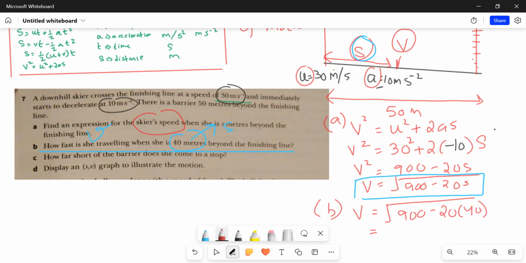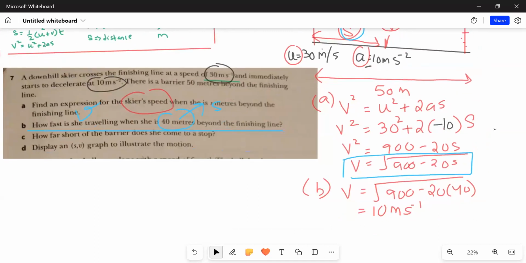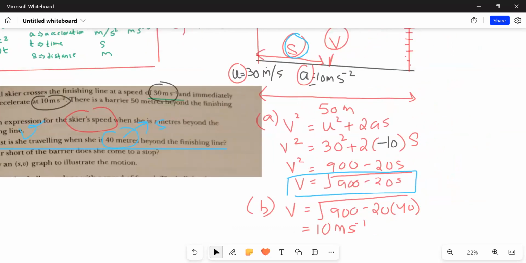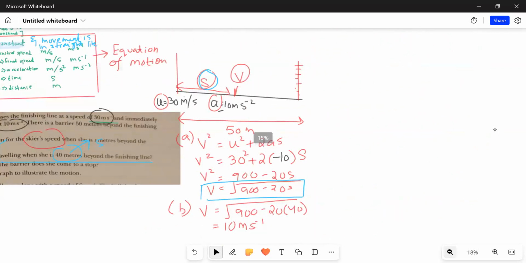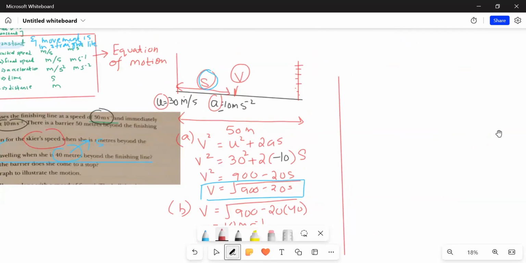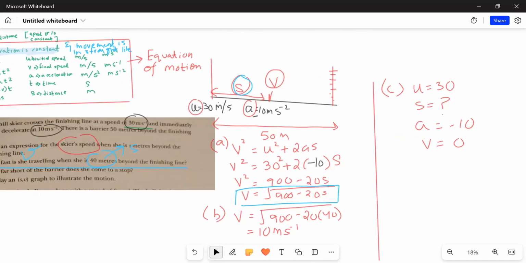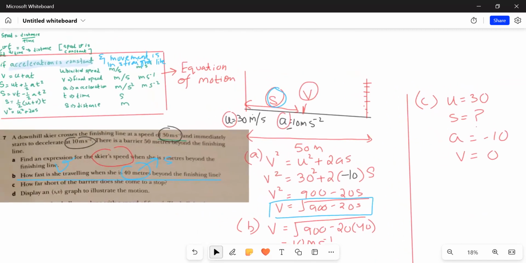What do we get? Let me check. 10, yeah, 10 is correct. 10 meters per second. Okay. Next is how far short of the barrier does she come to a stop? So when she stops, how far away is she from the barrier? So when she stops, we know V is 0. So U is 30, S is the question mark, A is minus 10, and V is 0. So which equation of motion do we use that uses U, A, and V and gives us S?